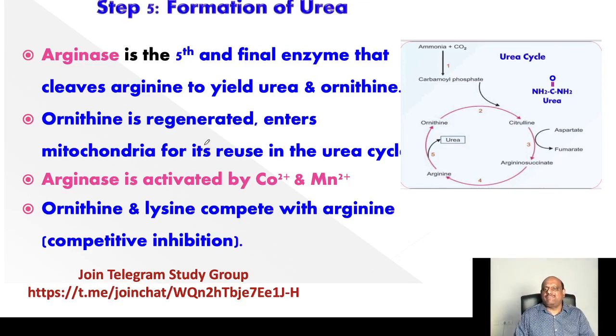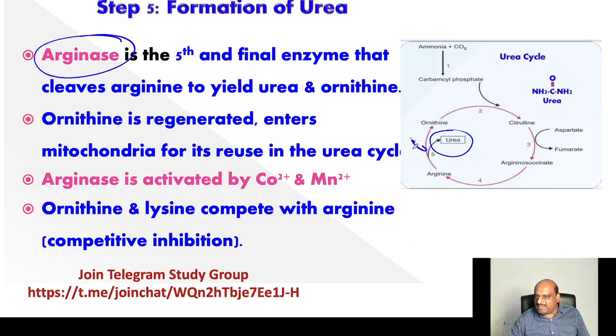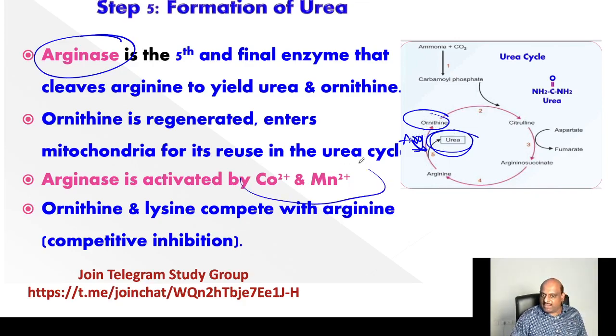So, the final step is the formation of the urea. Arginine is broken down by the enzyme arginase, which is the final enzyme that breaks down the arginine and yields the urea and ornithine. And ornithine is regenerated, it enters the mitochondria, and it is reused in the urea cycle. And this arginase, which leads to the formation of the urea and ornithine, is activated by cobalt and manganese, is what you need to remember.